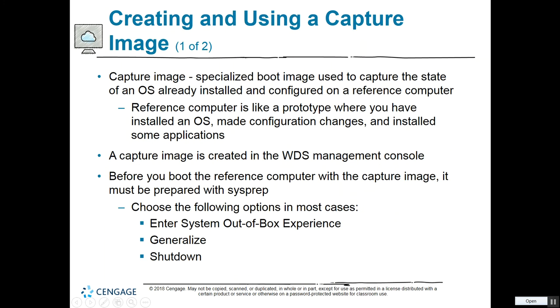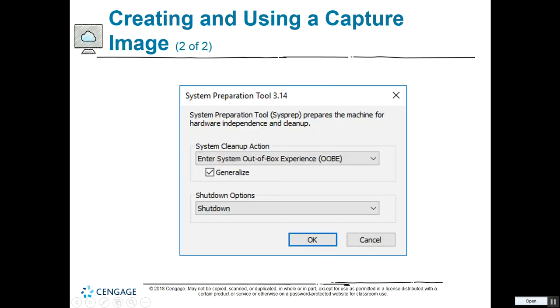Now, a capture image captures an image of the state of a computer that we've already got configured. It's a reference. It's like cloning one. A capture image is created in the WDS management console. Okay, and here we go. We run sysprep to strip out all the personalized information of that image that we capture.